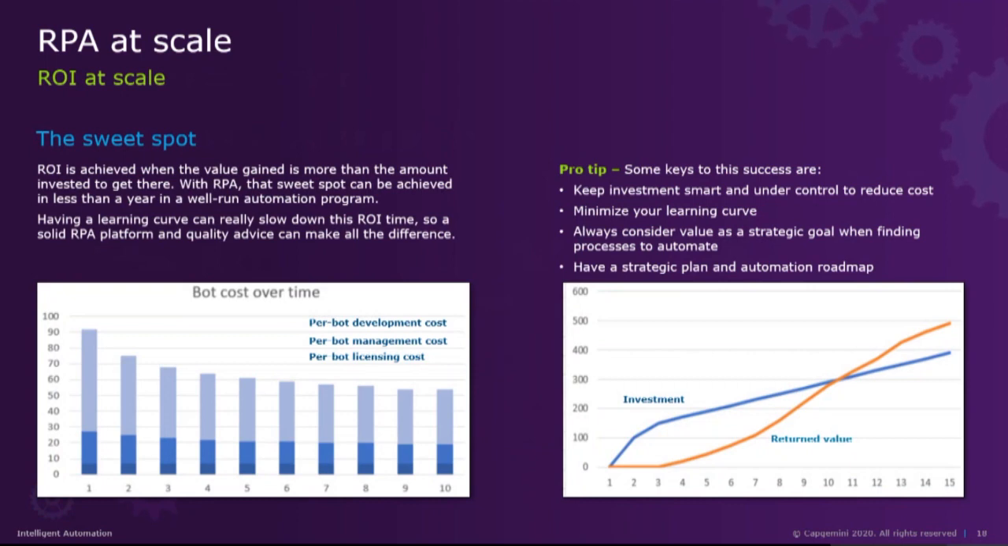So what does all this mean to us? Well, in the end, it really comes down to a look at value. What we want to do is keep our investment costs lower and build up our return value as much as possible. The sweet spot for RPA is when the return value that you're getting back from your bots is more than what you've invested into your RPA program up until that point.